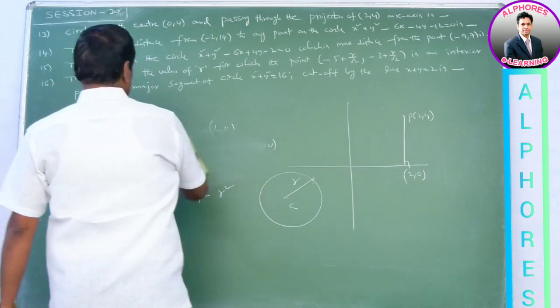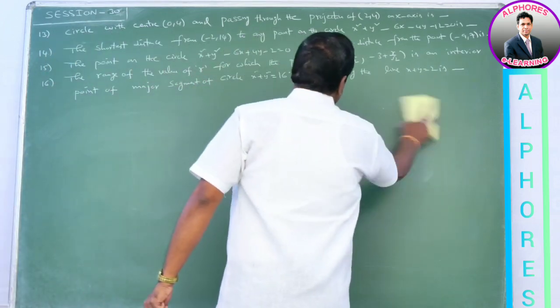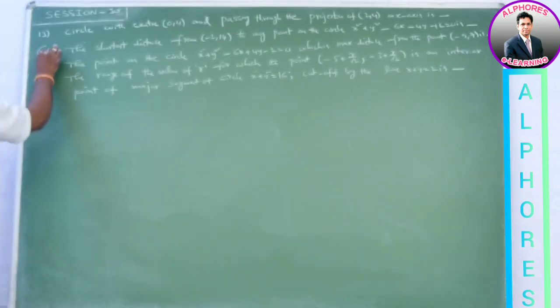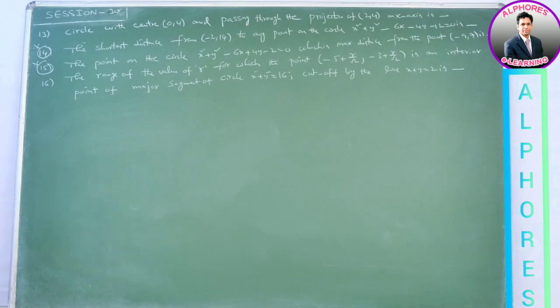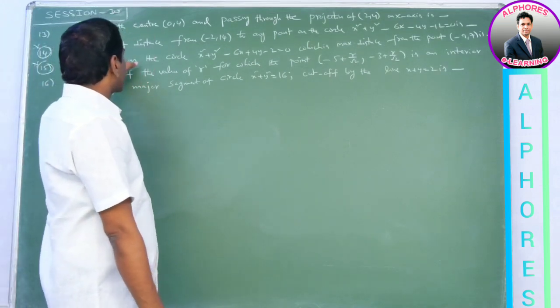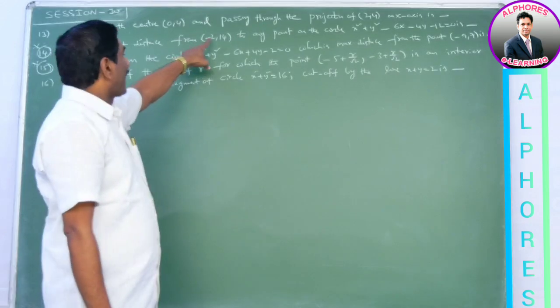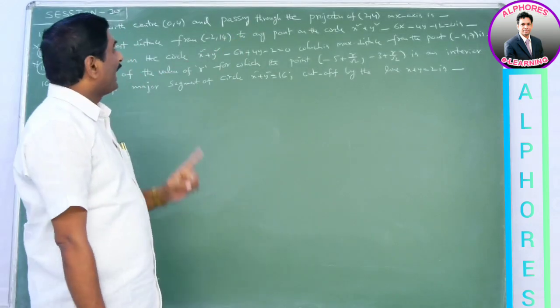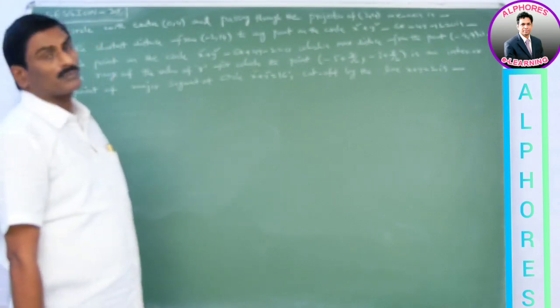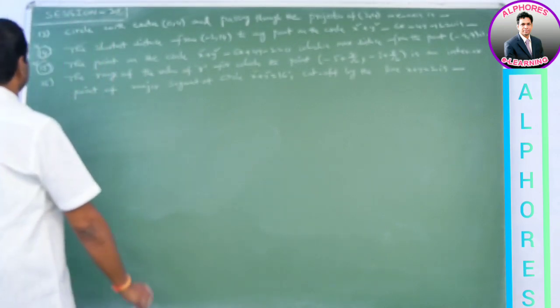14th. Very important model. 14 and 15 are very important models. The shortest distance from (minus 9, 7) to any point on the circle x square plus y square minus 6x minus 4y minus 12 is equal to 0.